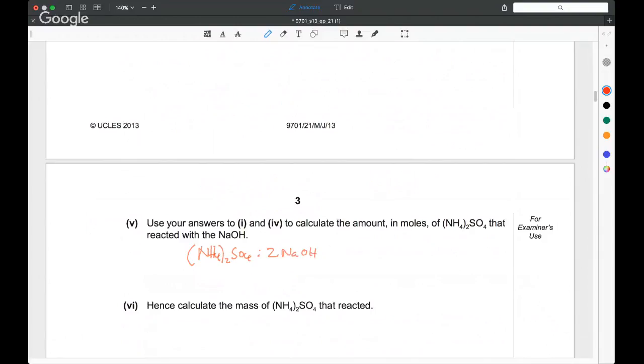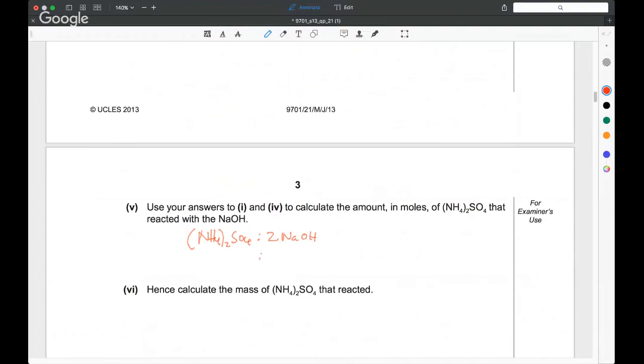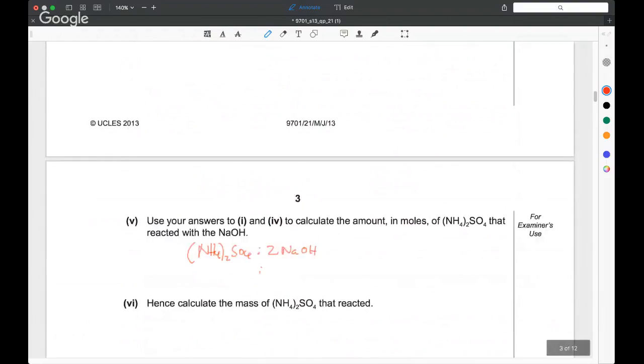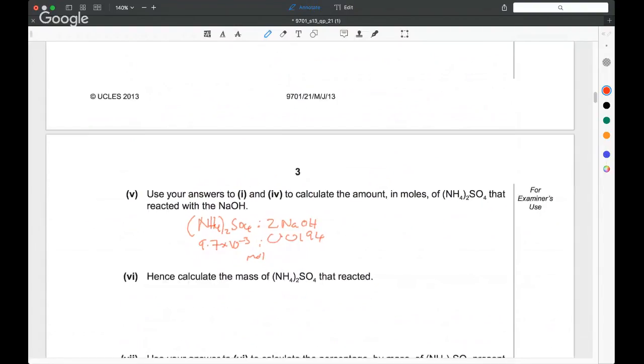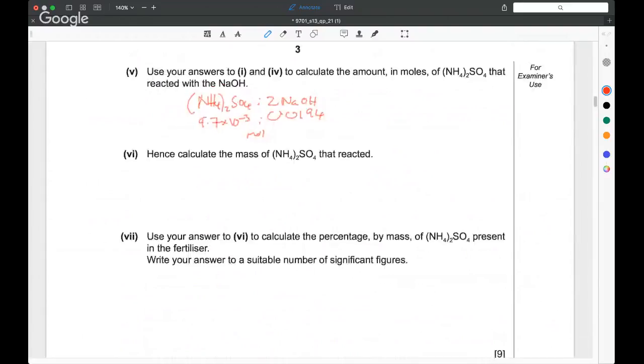All right, now you just calculated the amount up here, 0.0194 moles. And so the amount of ammonium sulfate is half of that, because sodium hydroxide is twice the amount of ammonium sulfate. So half of that is, it's easier in scientific notation now, 9.7 times 10 to the minus 3 moles.